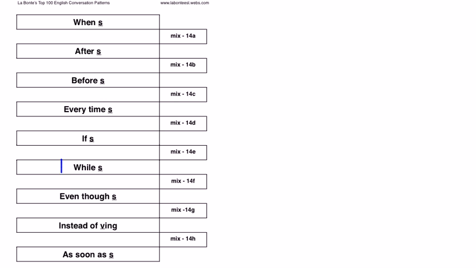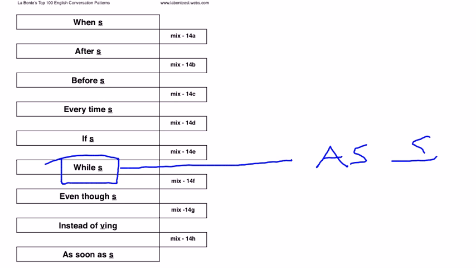With while, you will find another variation with as and a sentence. While I ate, I talked. As I ate, I talked. They are identical.